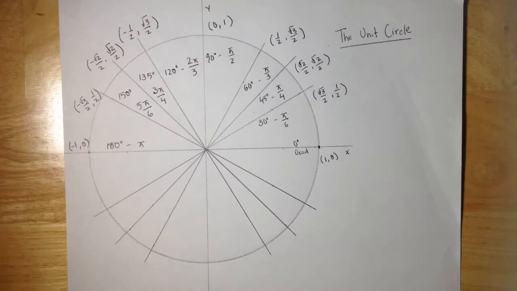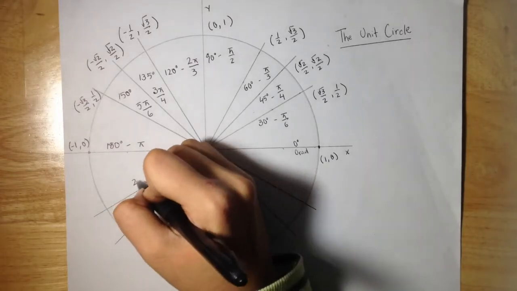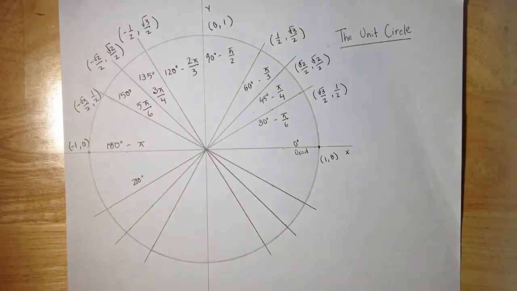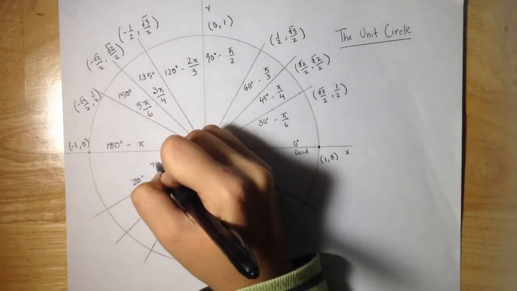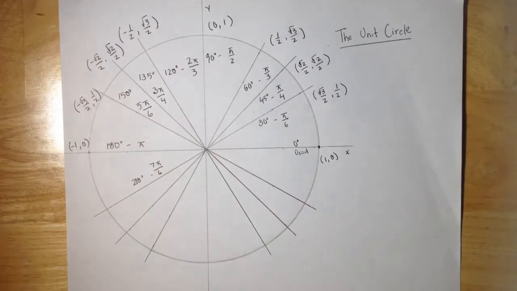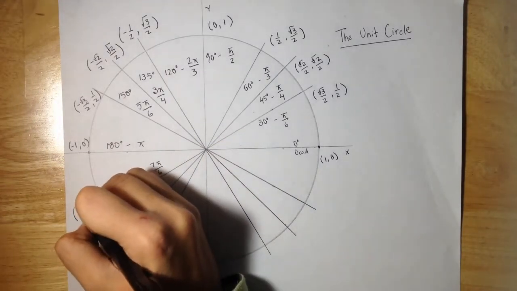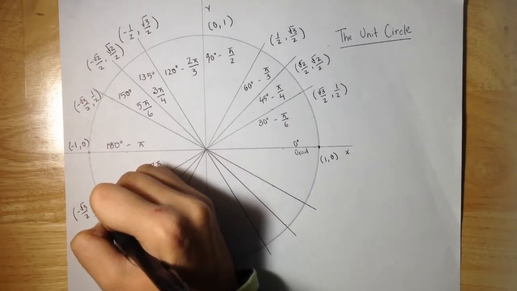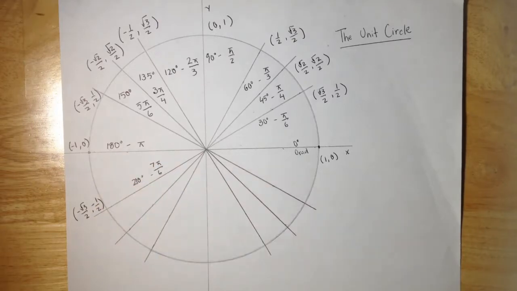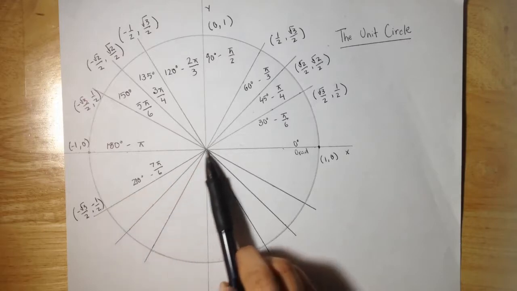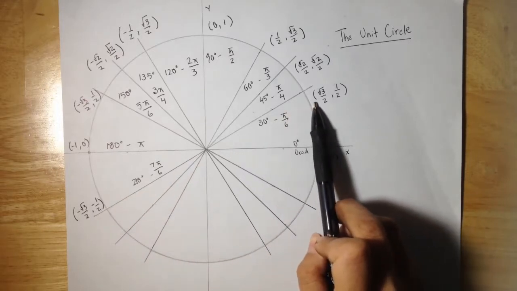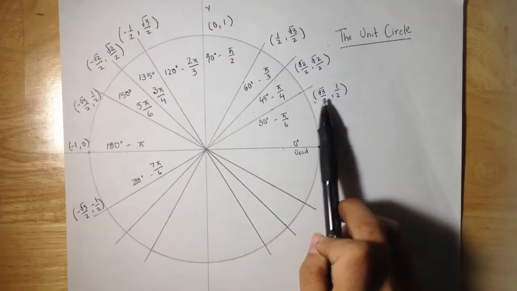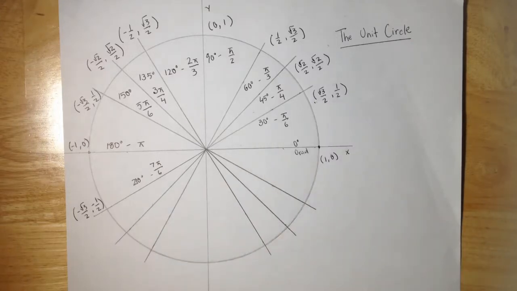On to the third quadrant, we have 210 degrees, which is 7 pi over 6 radians, with coordinates negative radical 3 over 2, negative 1/2. So you can see that these are the same coordinates as the coordinates for the angle right across it, except both the coordinates are negative because this is in the third quadrant.